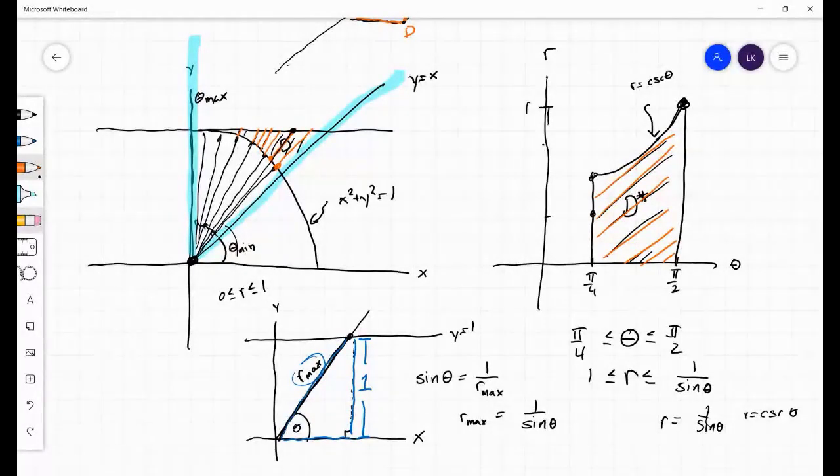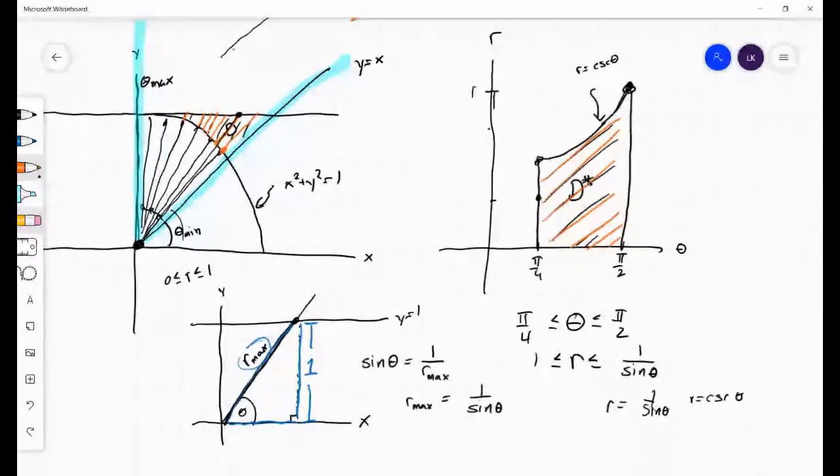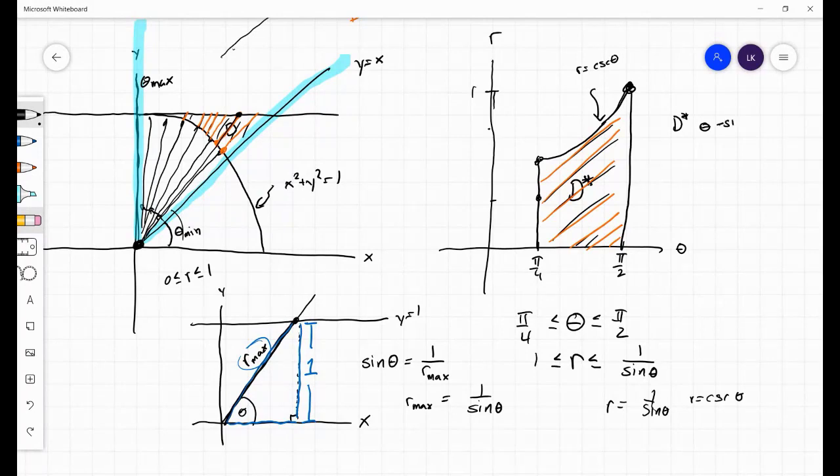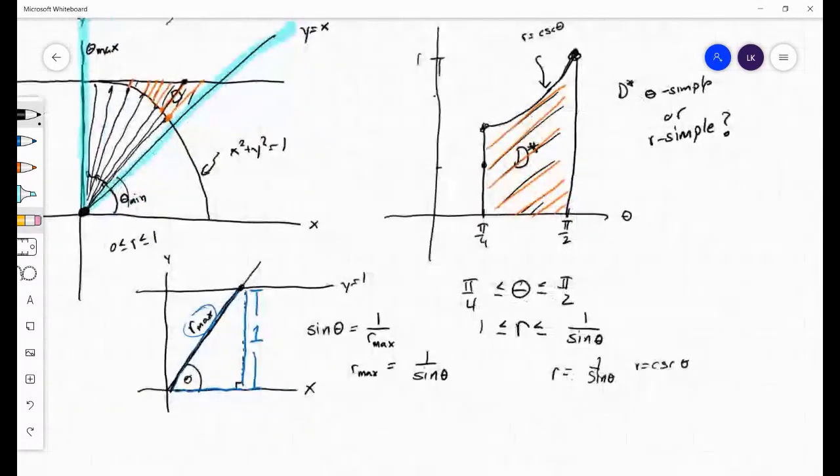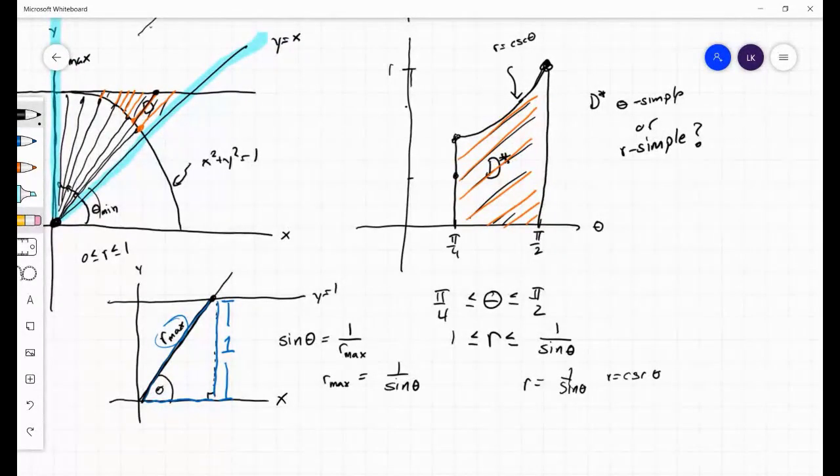Okay, so is that theta simple or r simple? Would you call D star theta simple, or r simple? Yeah, theta simple. Yeah, r is bounded between a function of theta. Anyway, so now we would do the change of variables.